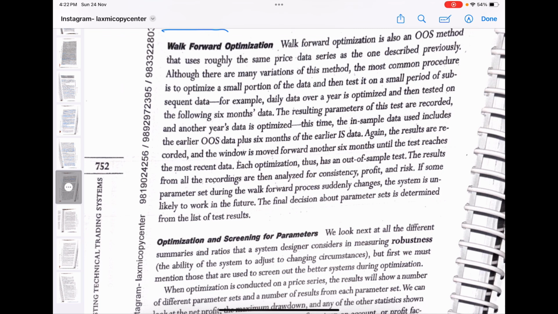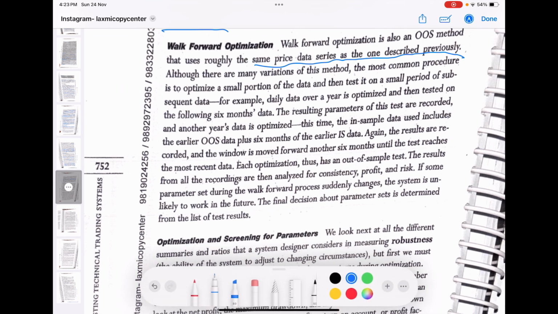Now, this walk forward optimization is also an OOS method, okay, and it roughly uses the same price data series as the one described previously. Although there are many variations of this method, the most common procedure is to optimize a small portion of data and then test it on a small period of subsequent data. For example, daily data over a year is optimized and then tested on the following 6 months' data. The resulting parameters of this test are recorded and another year's data is optimized. This time, the in sample data includes the earlier OOS data plus 6 months of earlier data. Okay, so you are taking the earlier data plus the new data as well, right?